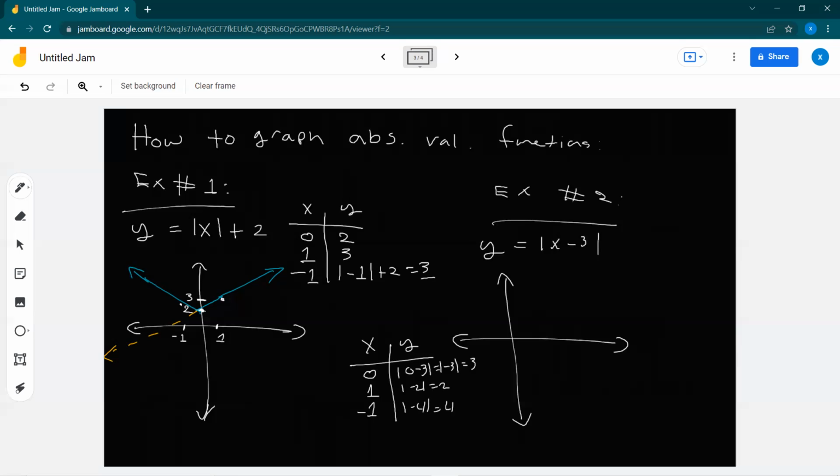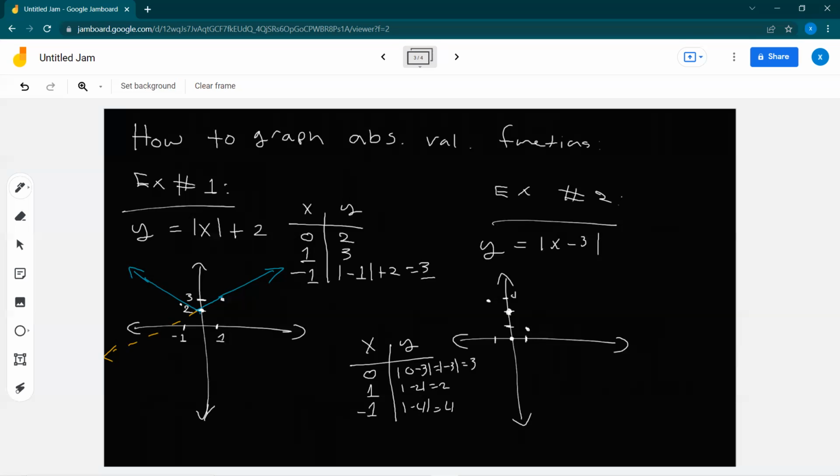So when x is 0, y is 3. X is 1, y is 2. X is -1, y is 4. So plotting these 3 points here, we can start to see a pattern. But what we really need to notice here is, what value makes y 0?